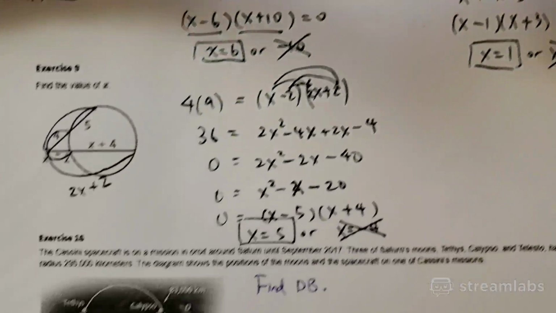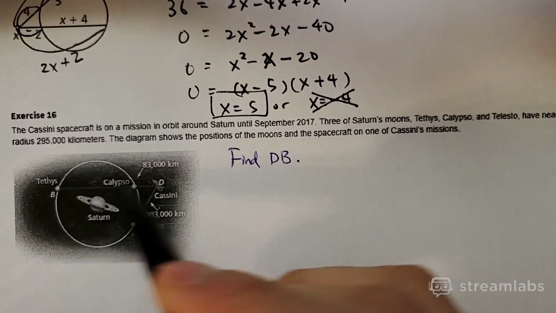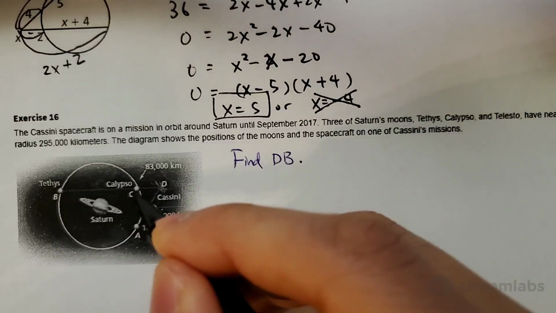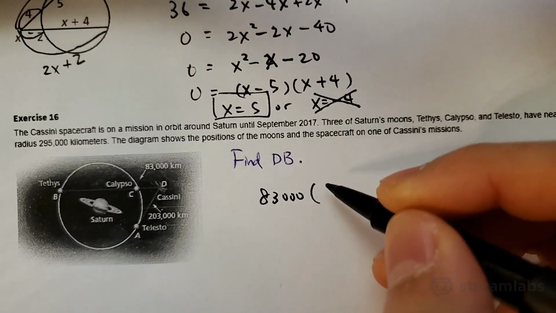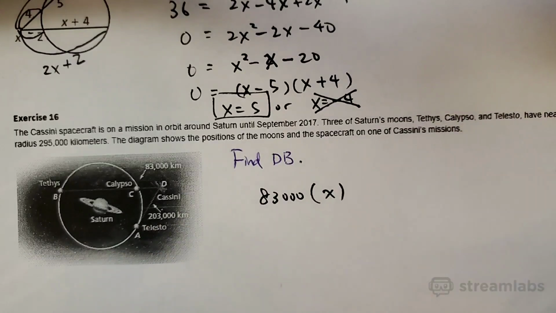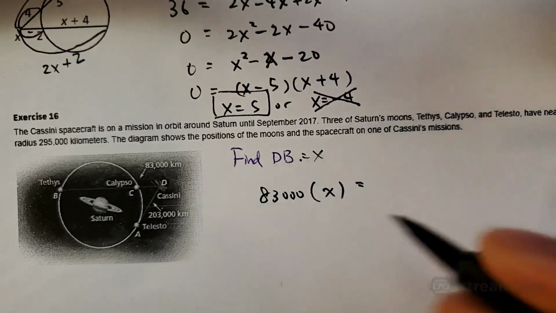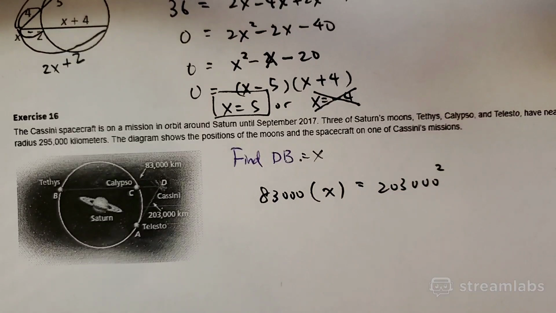All right, then word problem. So here they want to find dB, which is this part right here. So we're gonna do DC times dB. So 83,000 times dB, which is what you want. So x. Okay. So that's equal to this square. Okay, 203,000 square. Okay, so we calculate that. 203,000 square.